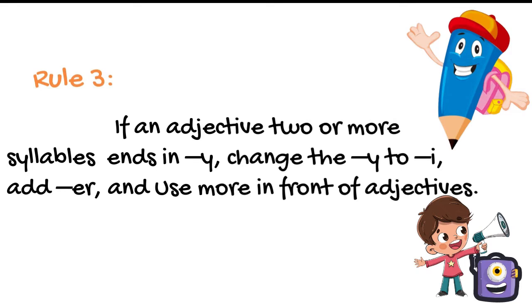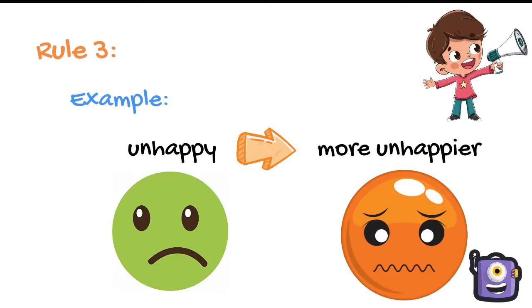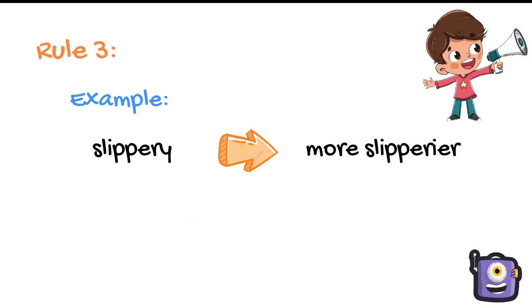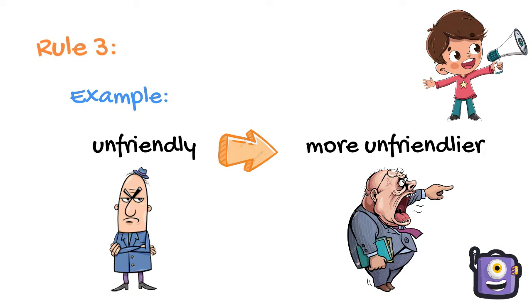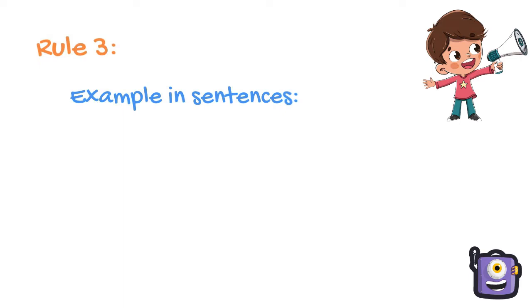If an adjective of 2 or more syllables ends in y, change the y to i, add er, and use more in front of the adjective. For example, repeat after me. Unhappy, more unhappier. Slippery, more slipperier. Unfriendly, more unfriendlier.